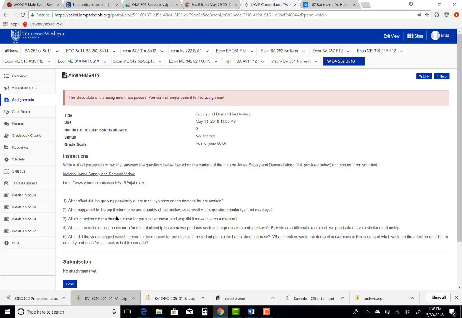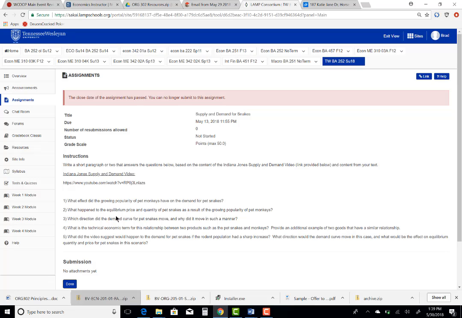So the first question asked, what effect did the growing popularity of pet monkeys have on the demand for snakes? So for whatever reason, people want to buy more pet monkeys. We're making this assumption these two goods are substitutes. Whether that really holds in reality is something else altogether, but we're making that assumption in this problem. So if people are buying more monkeys, that means they're going to be buying less snakes because they're going to buy one or the other. So what happens when the popularity of monkeys goes up? People buy less snakes. All right, so if less snakes are being purchased, that's a reduction in demand.